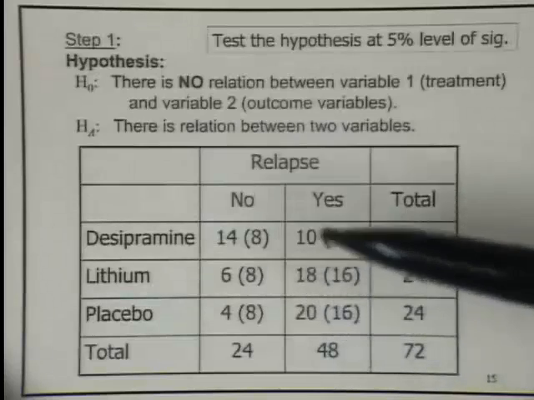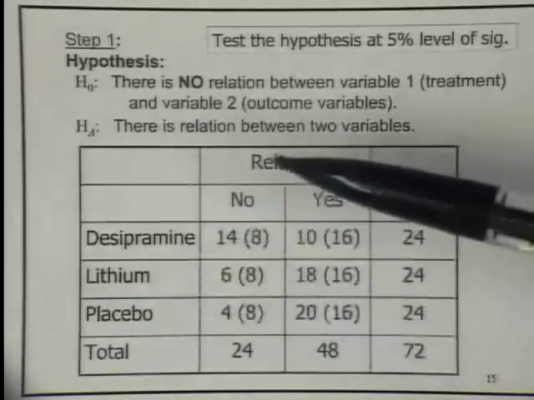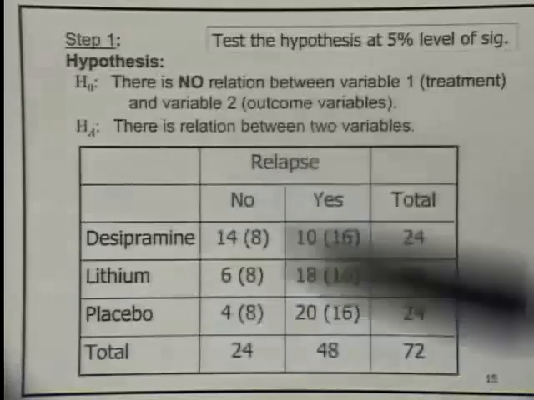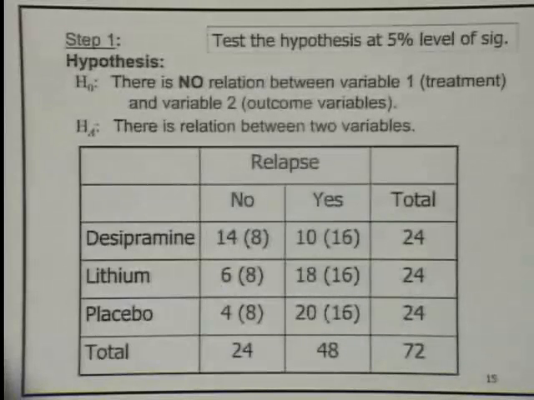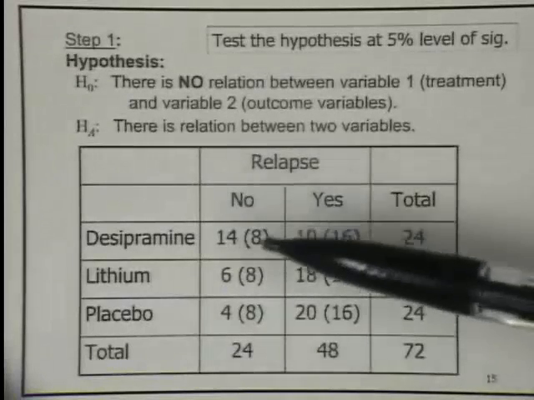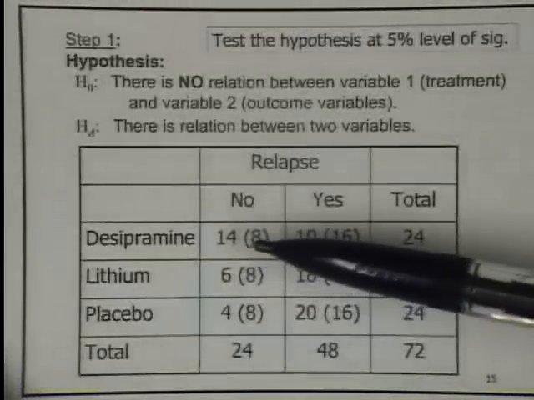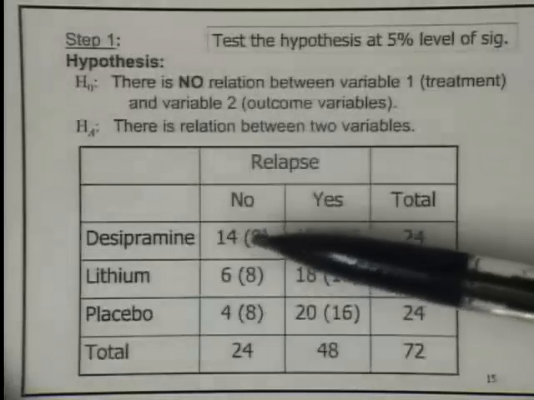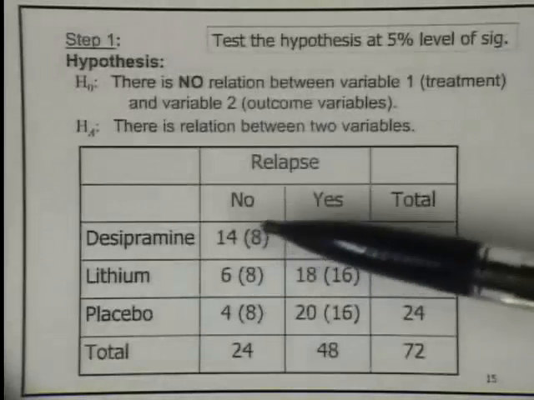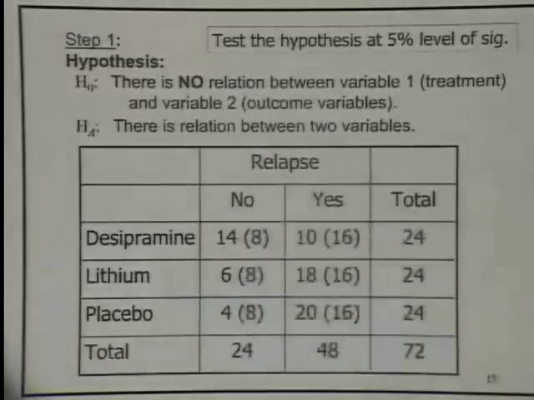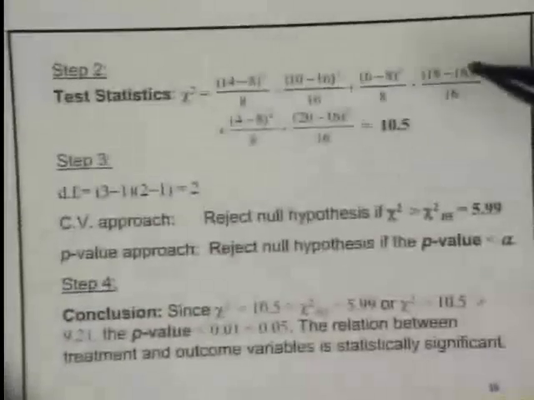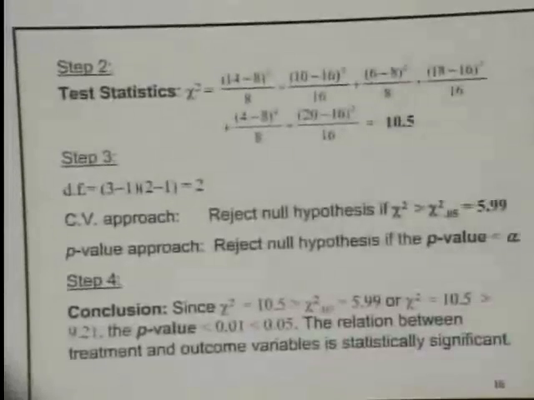Or we say there's no correlation between treatment and outcome. An alternative, of course, is that there's a correlation between treatment and outcome. And what we do, again, is measure the difference of each pair: observed and expected within each cell, squared, divided by the expected cell count. Do that for all 6 cells. Then you add them all up, and you get that chi-square statistic.